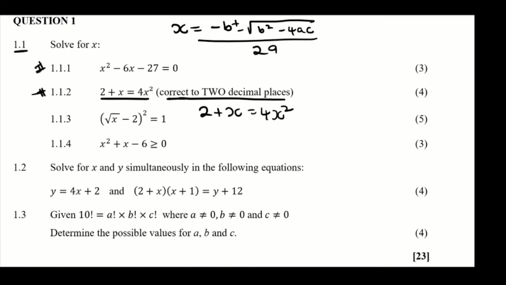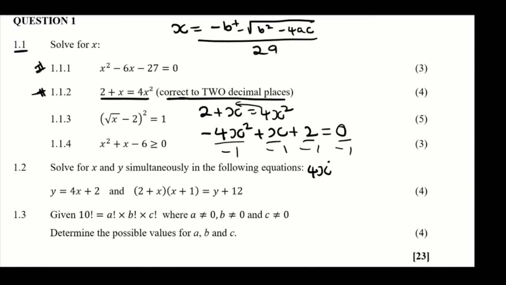But we first need to write this 2 plus x equals to 4x squared into standard form. So we're going to transpose the 4x squared to the other side. We have minus 4x squared plus x plus 2 equals to 0. And then if we divide by negative 1, both sides will remain with 4x squared minus x minus 2 equals to 0. So this is our standard form of the equation.